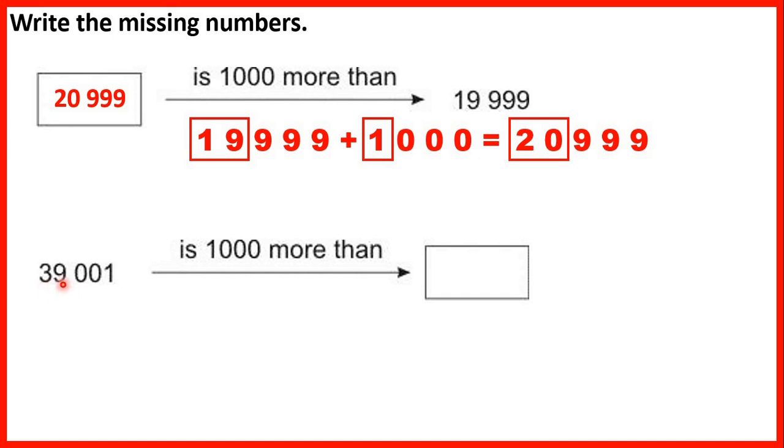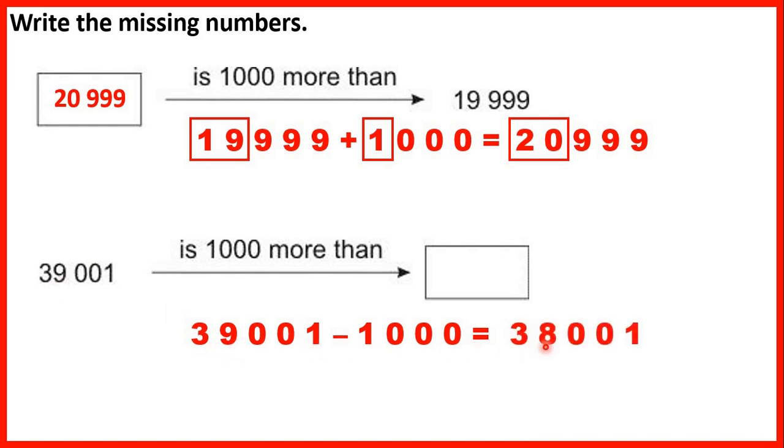Now 39,001 is 1,000 more than what number? So here we need to subtract, because this number is more than the number in this box, so this number here will need to be smaller. Now 39,001 minus 1,000 is 38,001, so that's our missing number.